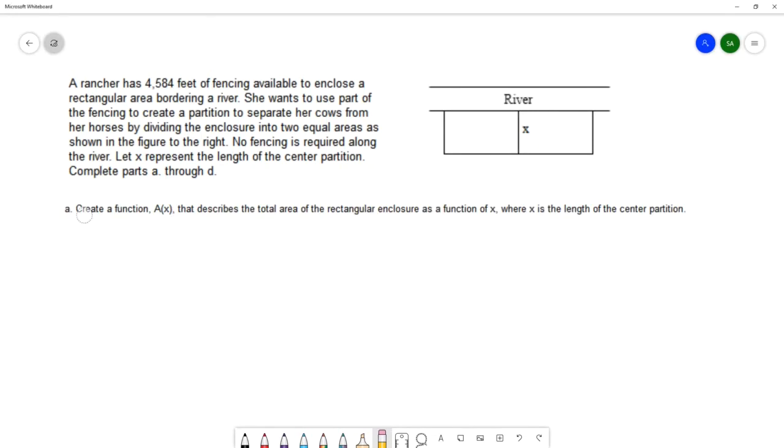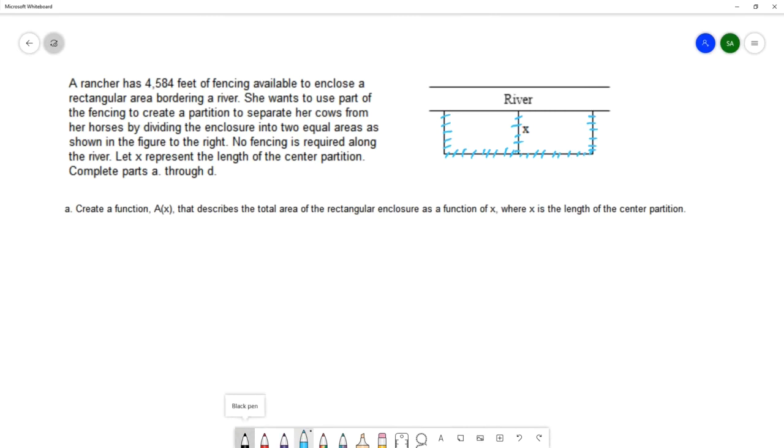For the first part, we want to create a function A of x that describes the total area of the rectangular enclosure as a function of x, where x is the length of the center partition. So we do have a picture. Here's the river, and the rectangular area is this here. We'll notice that we're only going to be putting up fences along these sides, as the question describes. No fencing is needed along the river.